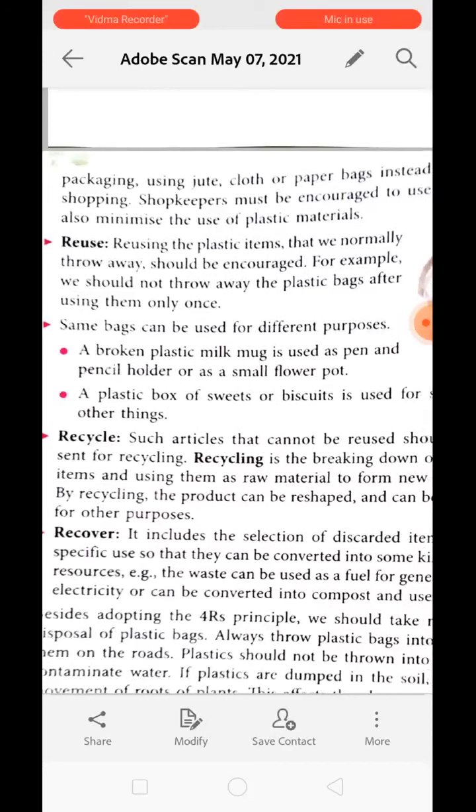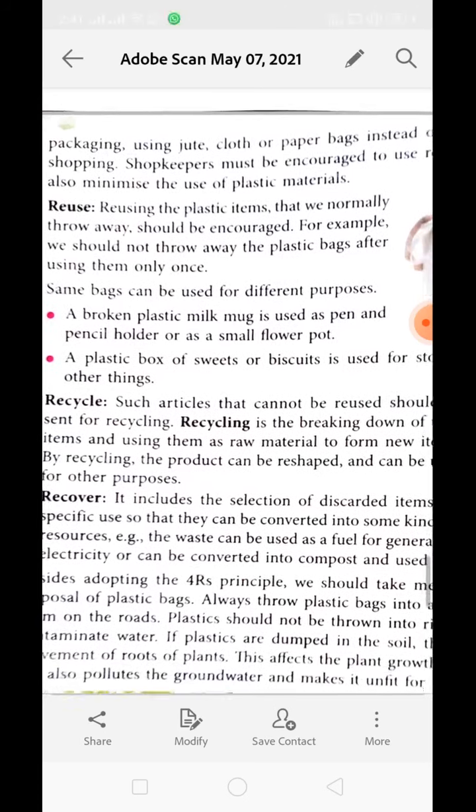Next is recycling. Recycling is a process in which we use old plastic items to produce a new one by melting it. Understood? We are using the old plastic item as a raw material to produce a new substance. Clear? Recover. What is the meaning of recover?